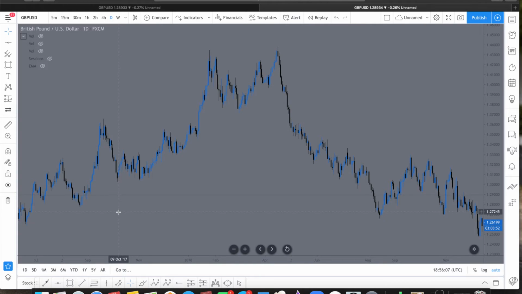Now, support is basically an area in the market where price respects. Price might come back to that area and have a reaction. It might reject off of it. Now let's draw a support line. You take your horizontal line and line it up with the bars.